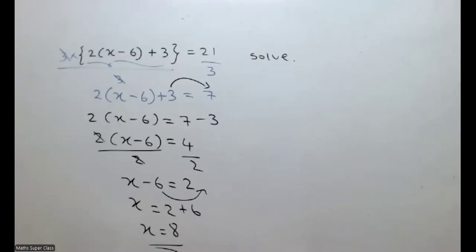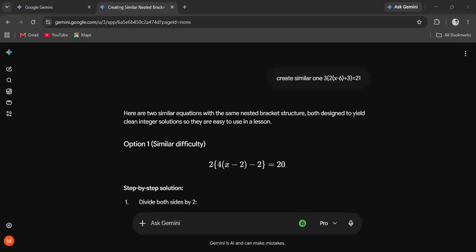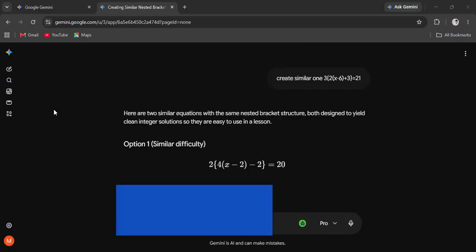Okay, now you can solve this one. Now this is the question. So also you can do like this using the AI. Actually, AI is good to improve our skills, our knowledge, ourselves. Okay, try this one. This is a question.